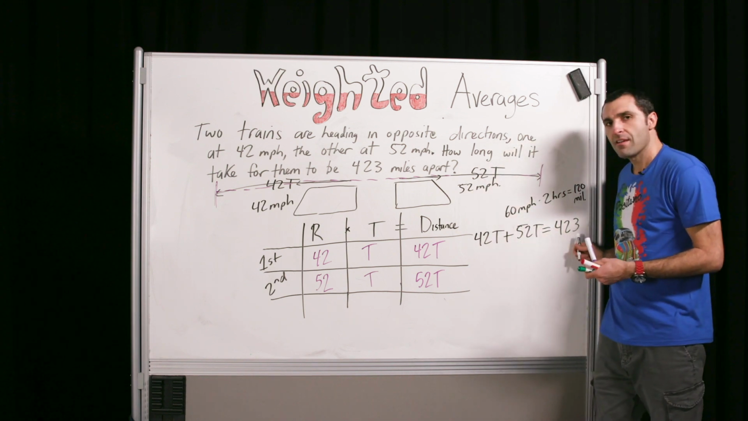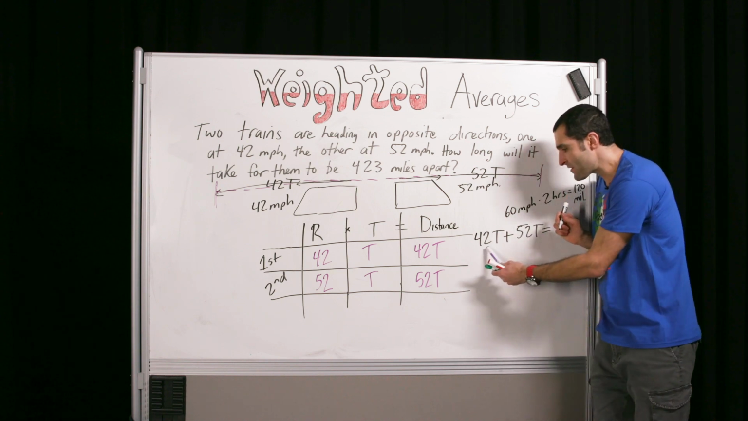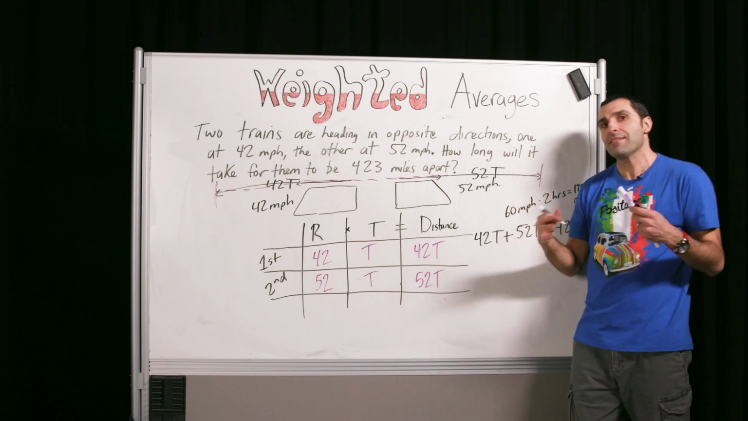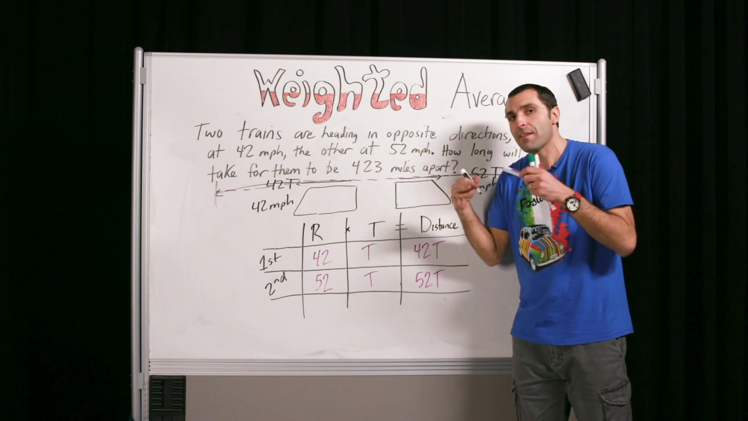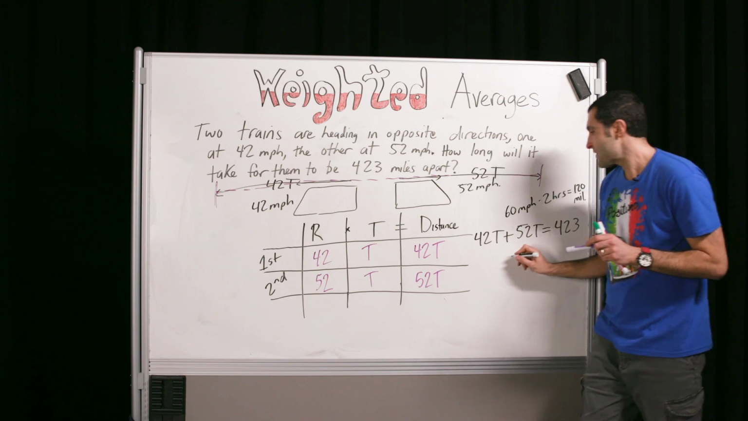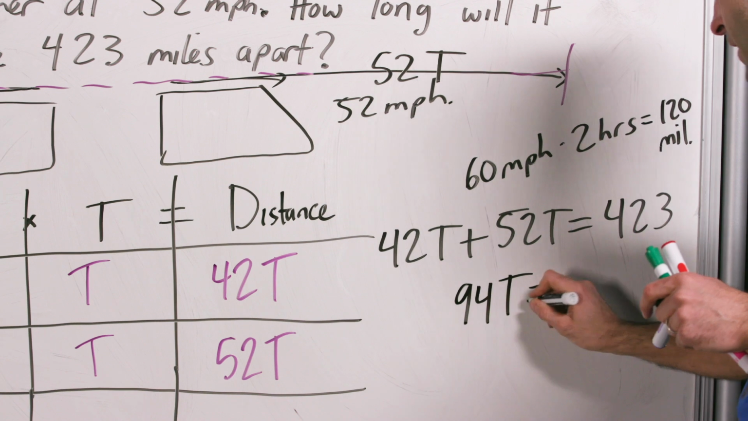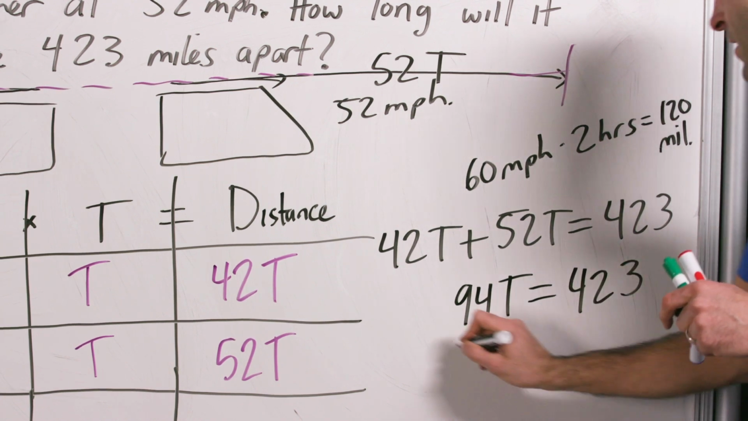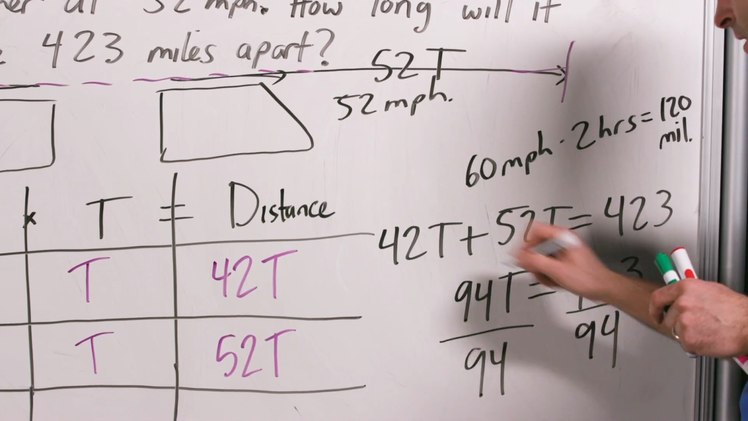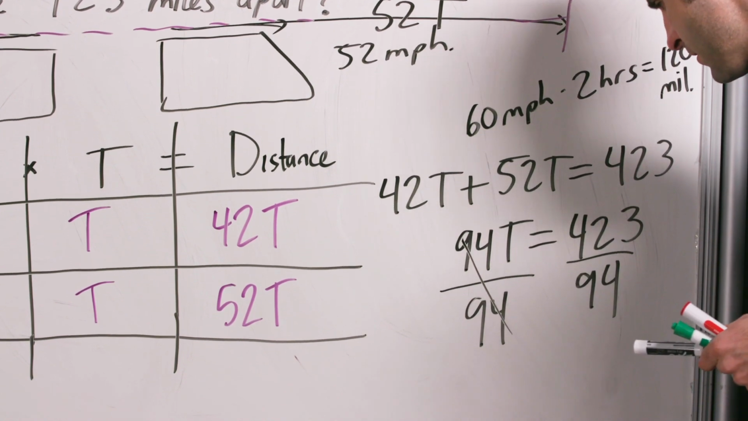These two distances. Always make sure you create an equation that has the same units. This is a distance, this is a distance, this is a distance, right? Never create an equation with distance and rate in it, for example, or distance and time in it. You want to have an equation with one unit. Add them up. This is, what is that? 94t equals 423. Divide both sides by 94. Good. Yeah, 94.